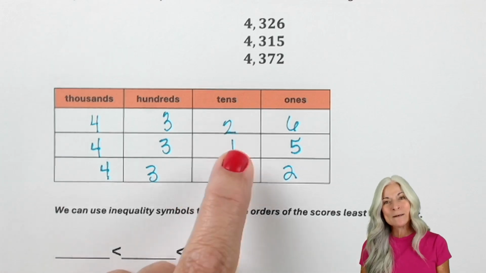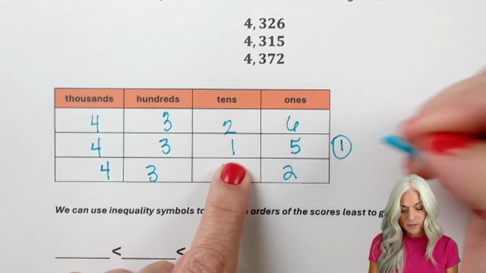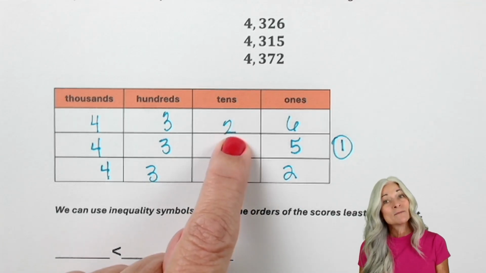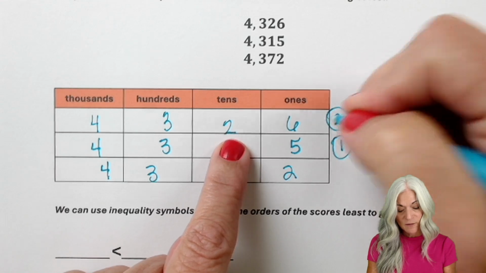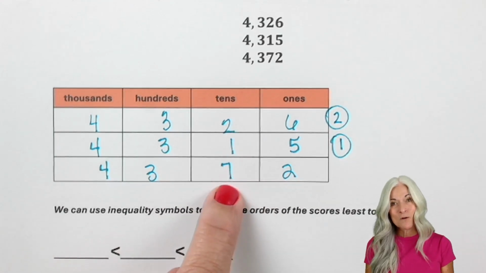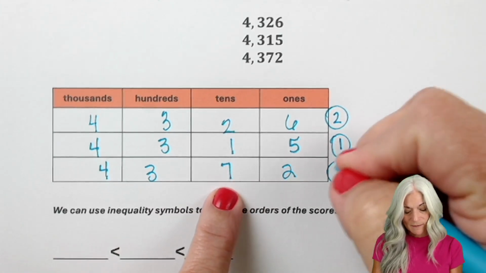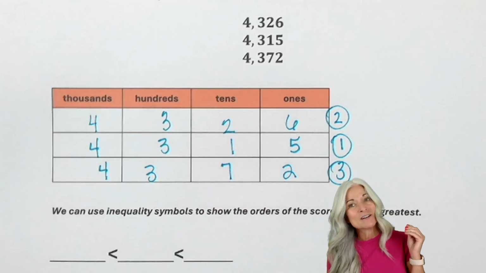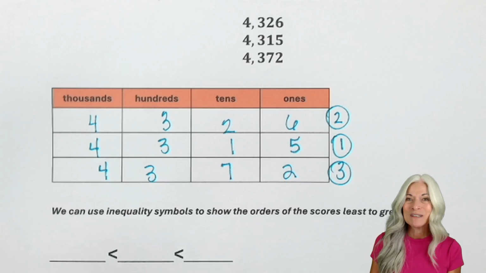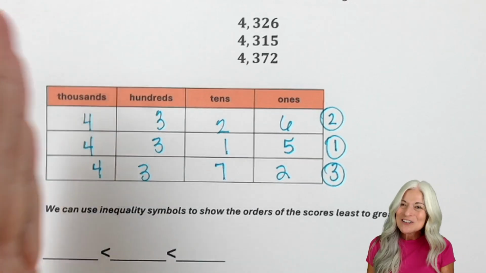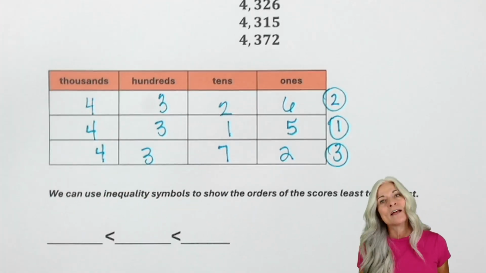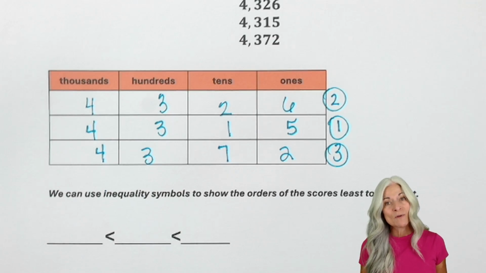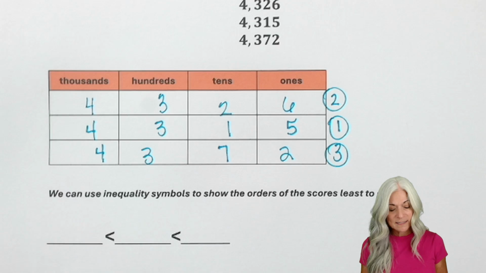What's the smallest one? 1 is the smallest, so that's number 1. 2 is the next smallest, so that would be the second one. And then, of course, 7 is the greatest one. Remember, when we're comparing place value, also stress with our students, we always start with that largest place value. So now they'll use the inequality symbol to write these in order from least to greatest.